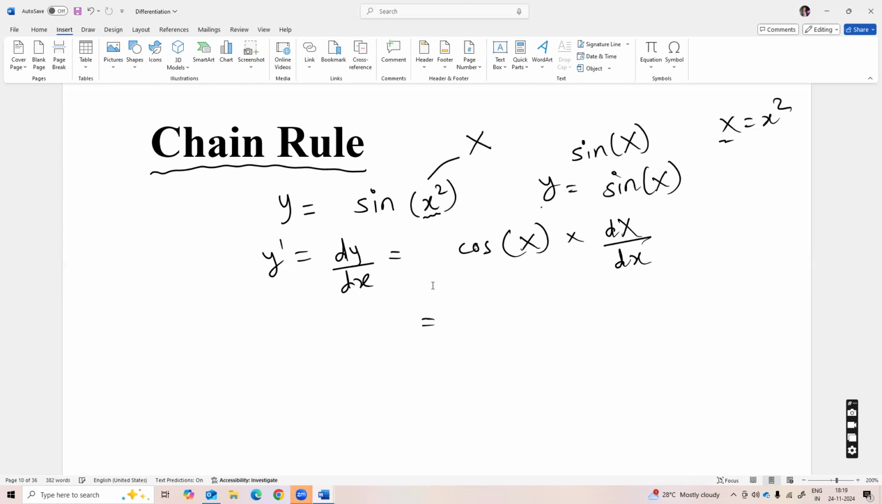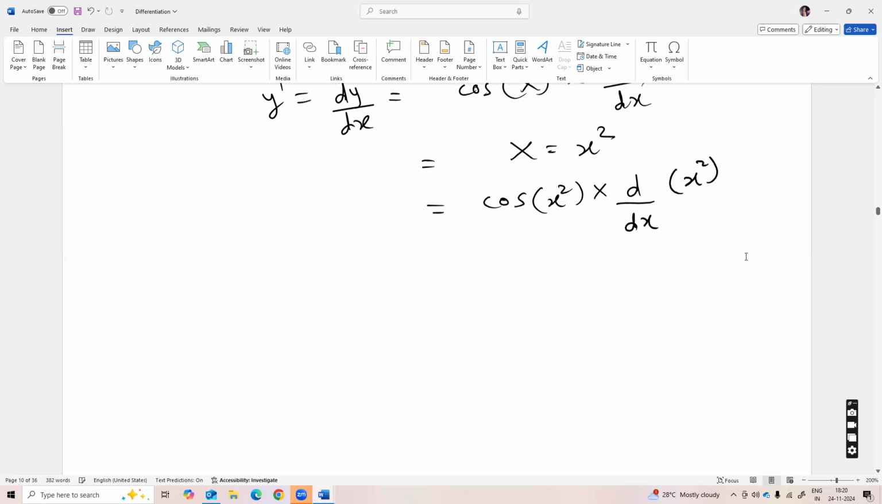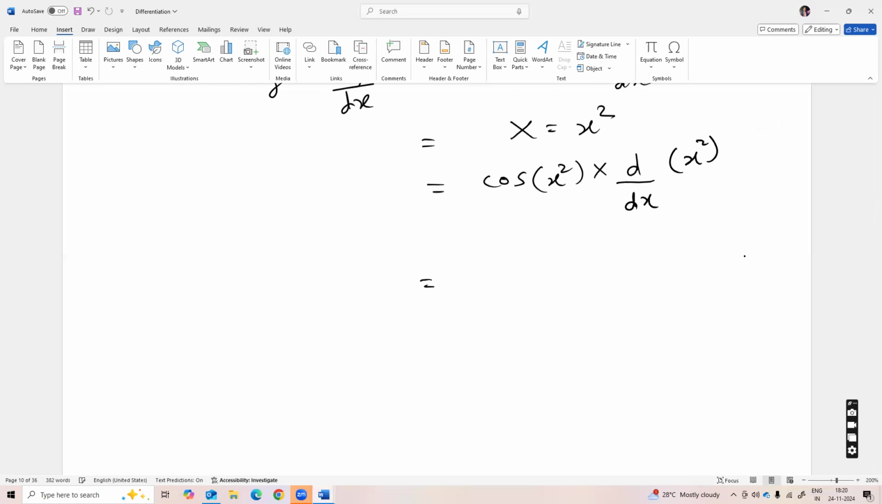So here we have cos big X into the derivative of big X. Now we will resubstitute big X, which is x square. After resubstituting, we got cos x square into d by dx of x square. The derivative of x square is 2x, so we got 2x cos x square. Okay, I will show one more example, so it will become easier to understand.